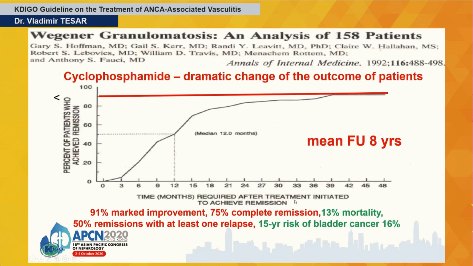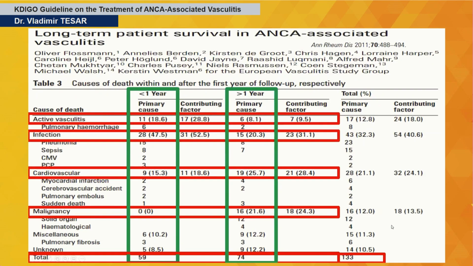And with the introduction of cyclophosphamide, a dramatic change occurred. Almost all patients improved. Many patients reached complete remission, but there was a relatively high 13% mortality. Half of the patients who went into remission had at least one relapse, and there was a very high risk of bladder cancer, a 15-year risk of 16%, because of the high cumulative dose of cyclophosphamide.